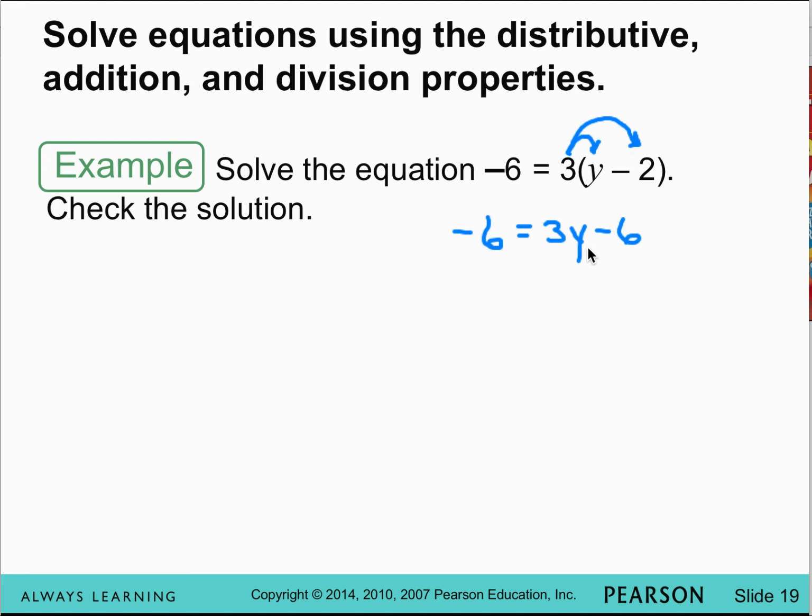Now, there's no more simplifying I can do. All my y's are already on the same side, so undo whatever's being added or subtracted to the y. So negative 6 plus 6 is 0, and over here 3y plus 0 is 3y. Undo whatever's being multiplied to the y. Okay, 0 divided by anything is 0, right on. So my answer is 0 equals 1y.